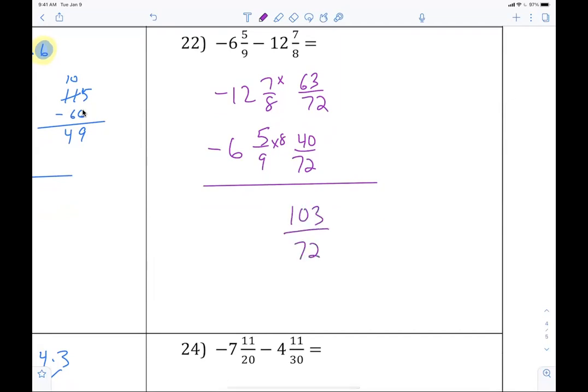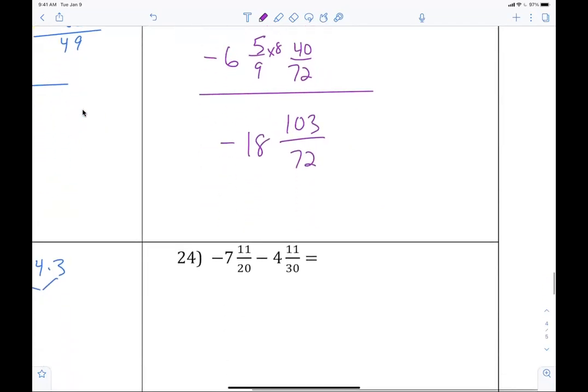So far, so good. And then add the 12 and 6, it's 18, negative 18. Good. And then you gotta simplify it. So that would be negative 18 and negative 19 over 72. And that would become 31 over 72. Yes, sir. I'm happy with you. That's good. Very good.